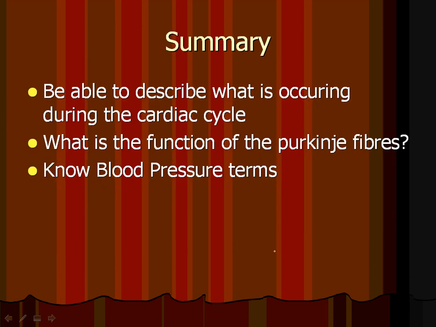These three things. Be able to describe the cardiac cycle, so what's happening when the SA node causes the atria to contract. A split second later, it sends a message to the AV node to contract the ventricles, and it does this via the Purkinje fibers. These are nerves in the ventricles that will increase the amount of contraction.